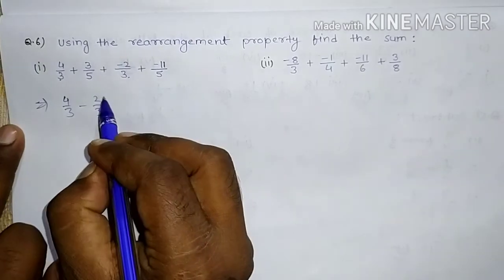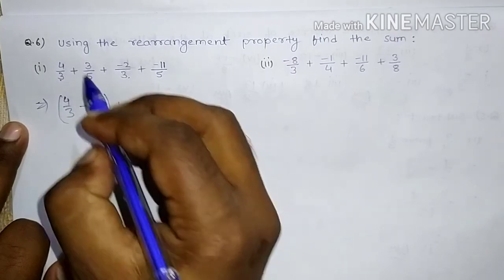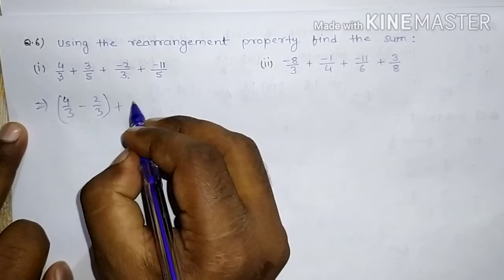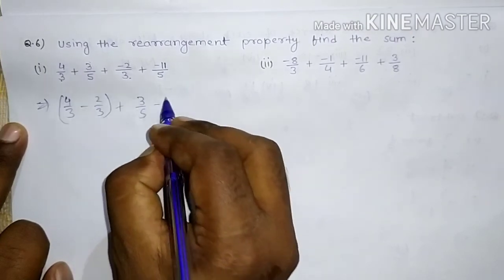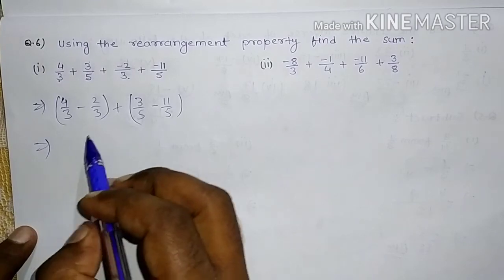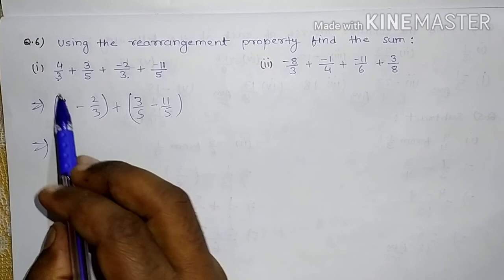In a bracket, plus 3 by 5 and minus 11 by 5. Both denominators are the same, 5 and 5. So here we can write 3 by 5 minus 11 by 5 in a bracket. Now the numbers are arranged according to the denominators given.